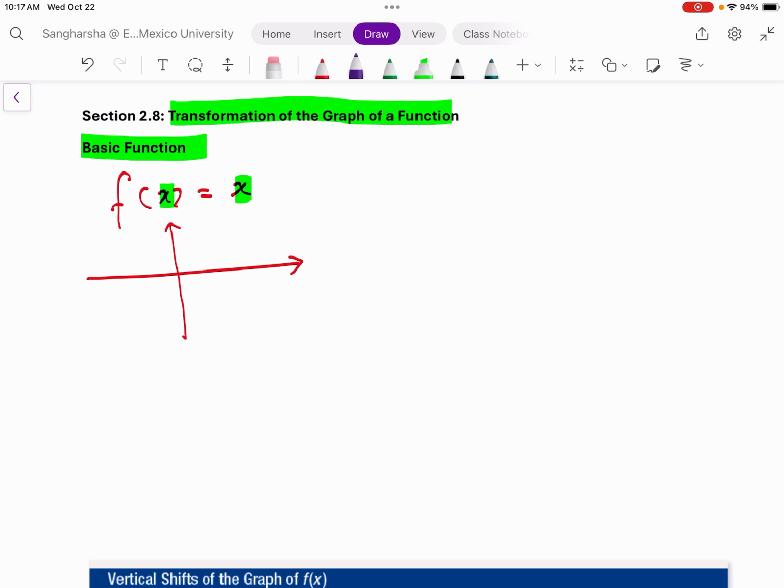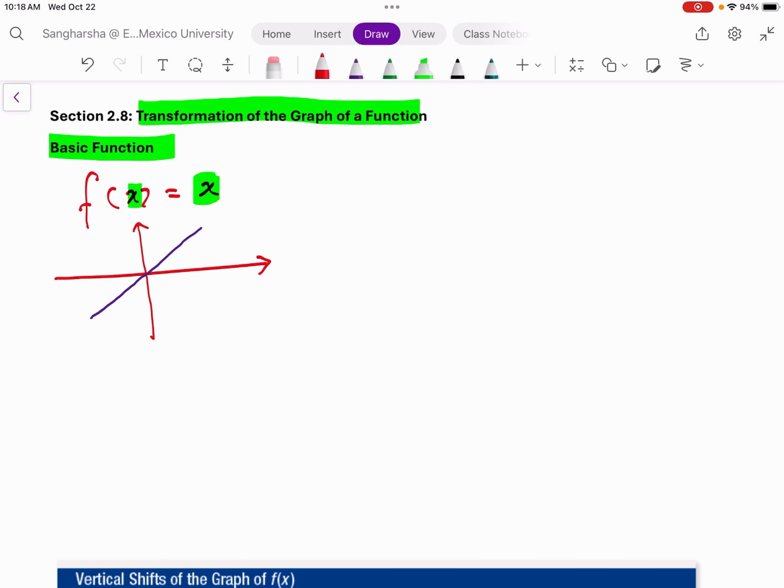In this case, we have a straight line, let's say passing through the origin. We do not need points here. In this section, we need to know what is the shape of the graph for a given function. Without plotting, this is a linear function, so the graph is a straight line.